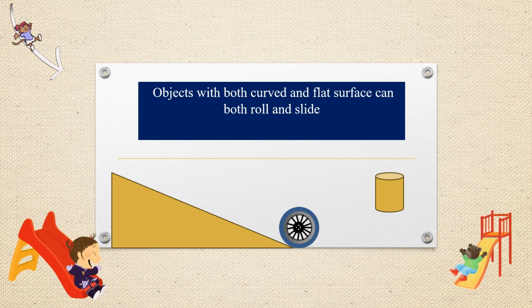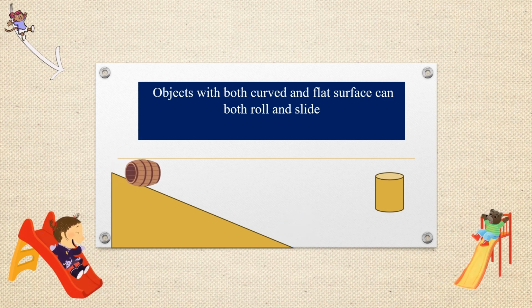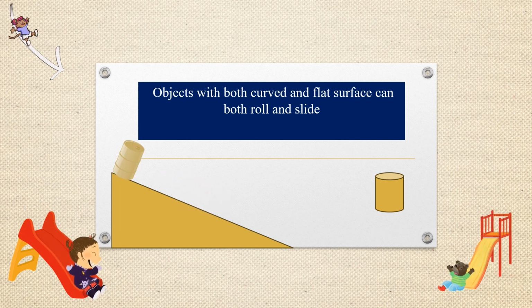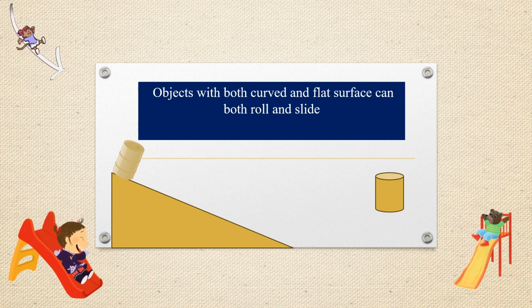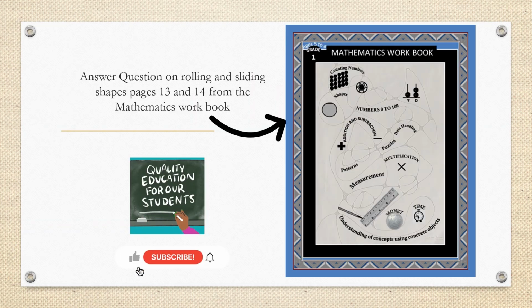I'll take another example, a barrel. But this barrel is not uniform, so you can see the way it is rolling. Now see this barrel, the type of barrel grandma used. If you take its flat surface, see how it moves. See, it is sliding. Hope you have understood the difference between rolling and sliding and the objects that can both roll and slide.